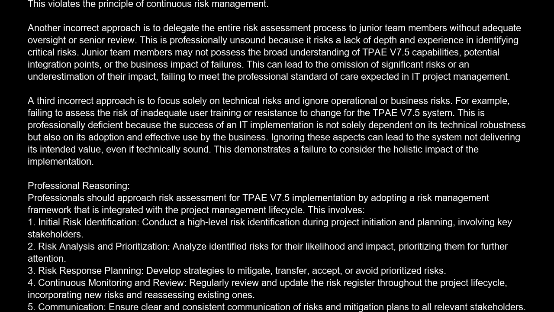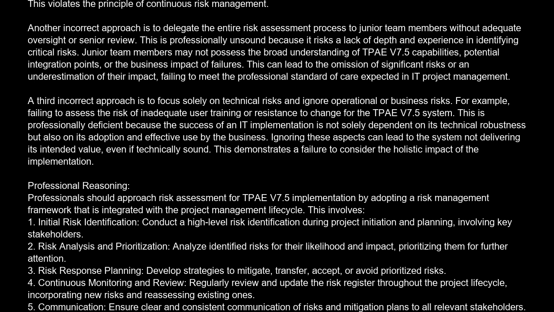Professional reasoning. Professionals should approach risk assessment for TPV7-5 implementation by adopting a risk management framework that is integrated with the project management lifecycle. This involves: 1. Initial risk identification. Conduct a high-level risk identification during project initiation and planning involving key stakeholders. 2. Risk analysis and prioritization. Analyze identified risks for their likelihood and impact, prioritizing them for further attention. 3. Risk response planning. Develop strategies to mitigate, transfer, accept, or avoid prioritized risks.